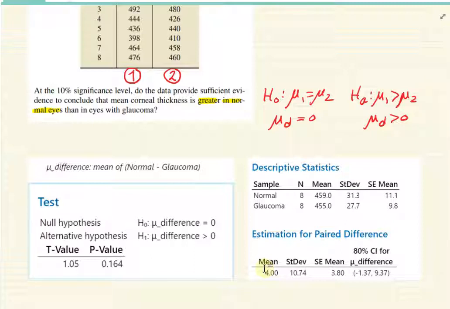That difference of 4 micron is not statistically significant. Look at the p-value there, 0.164. So we're not going to reject this null. That means the null, the status quo, said there is no difference between those two. And this researcher is not going to be able to reject that null hypothesis.